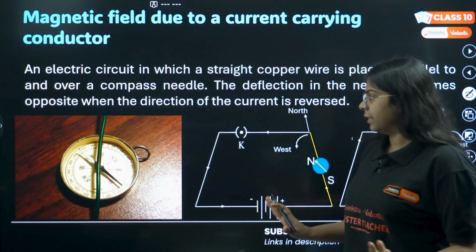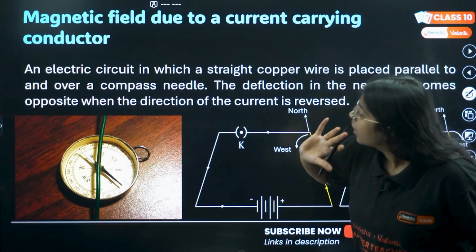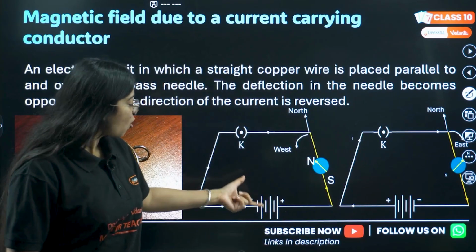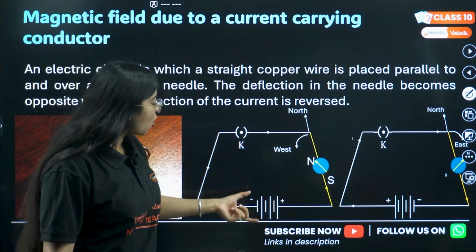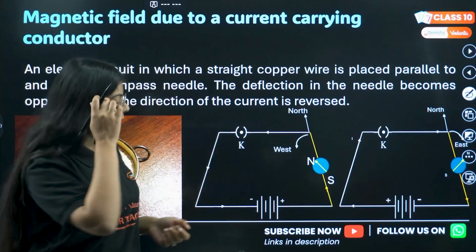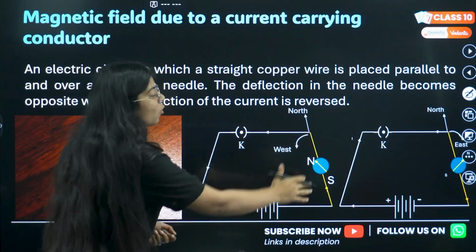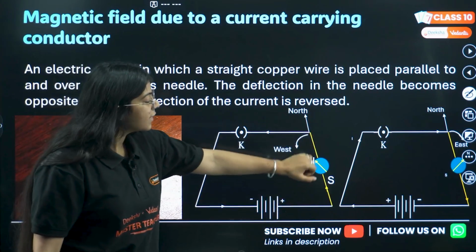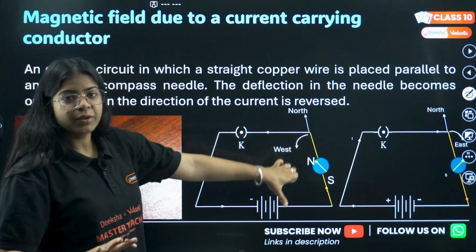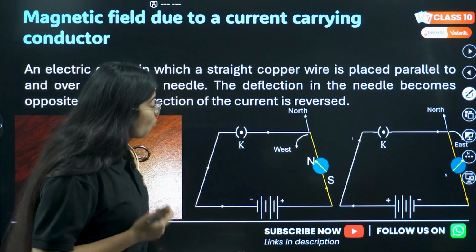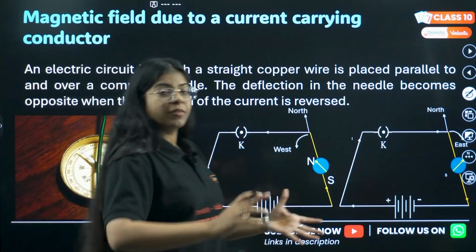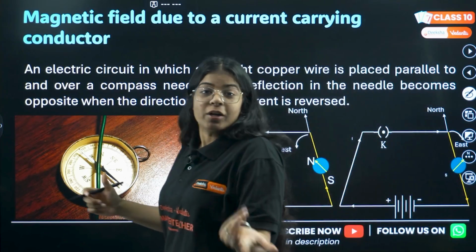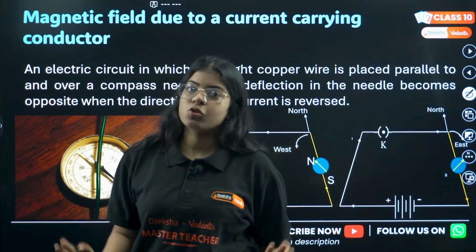Now what I did is I took a straight copper wire and placed it parallel to and over a compass needle. Then the deflection in the needle becomes opposite. So what is happening here? When I switch on my battery, when I plug the key in, what will happen? A current will flow inside this whole circuit, and inside this particular wire, the external wire that we connected, current will also flow. So what we saw was, when we plugged in the key, current was flowing and the compass needle got deflected, which Hans Christian Ørsted saw already.